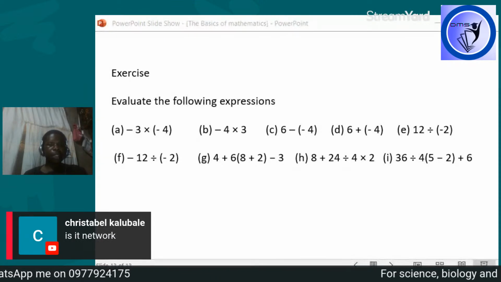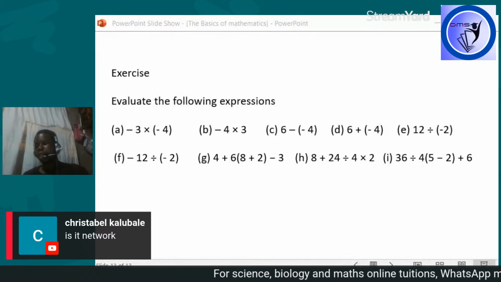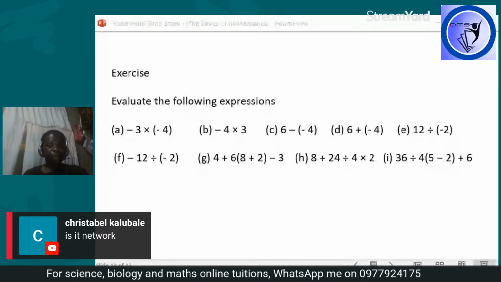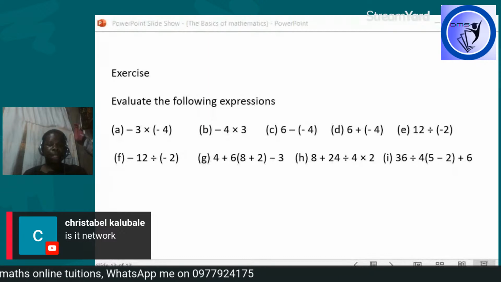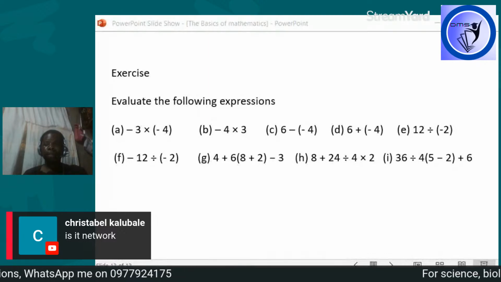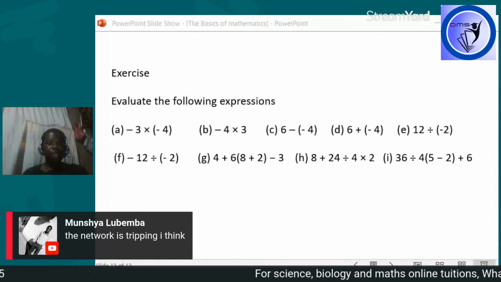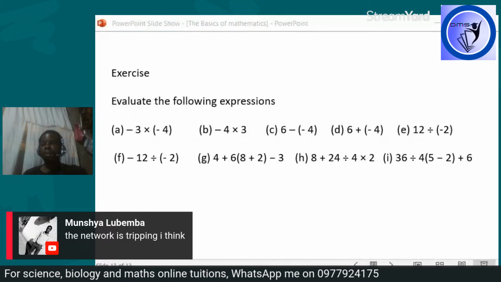Is it network? Oh, Christabel, it wasn't network. Actually, I didn't realize that I had not plugged in my power pack in my computer, so it ended up going off. So now I'm back. The network is tripping, I think. Yeah, so it was a computer which went off.